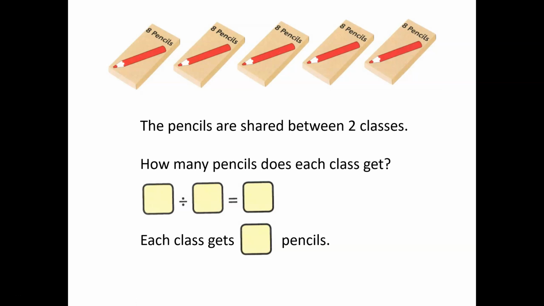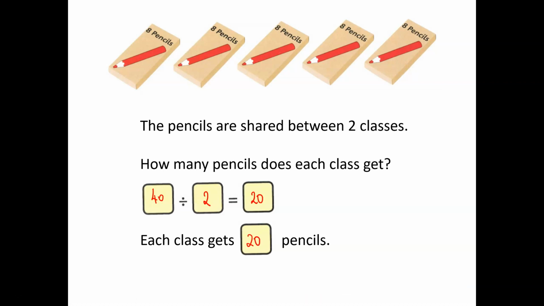This time, we are told the pencils must be shared between 2 classes. Pause the video and have a go. We calculated the total number of pencils using multiplication. 5 times 8 was equal to 40, so the total number of pencils is 40. And we need to divide that between 2 groups. 40 divided by 2 is 20. Each class gets 20 pencils.